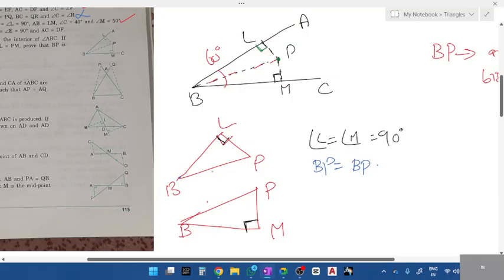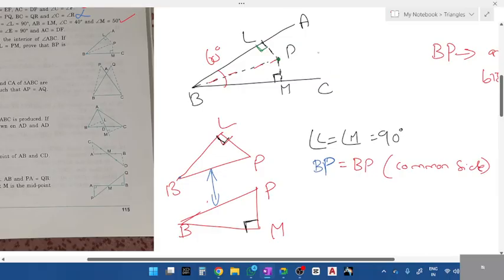Look at the diagram and see. When you split this triangle into two parts, we have two triangles. So basically, you have to prove that they are congruent. In that, L is 90, and BP and BP are the same. If it is common to them, it is obviously equal, right? So what reason do you write? You have to write like this: BP is common to both. BP is equal to BP, in brackets, common side.